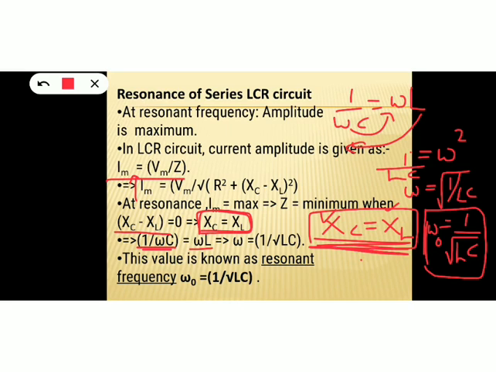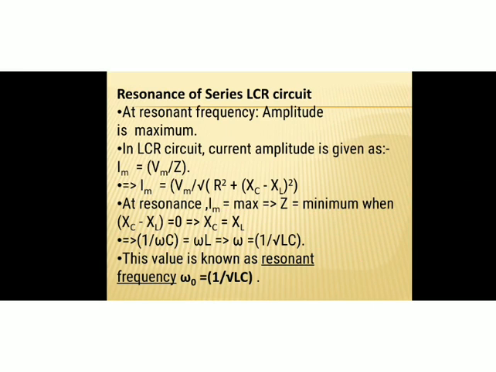And when you substitute the expression for Xc and XL, you will get omega is equal to 1 by square root of LC. And this is considered as our resonant frequency. So you should remember the expression for resonant frequency for an LCR series circuit. What is the expression for resonant frequency for an LCR series circuit? It is 1 by square root of LC.